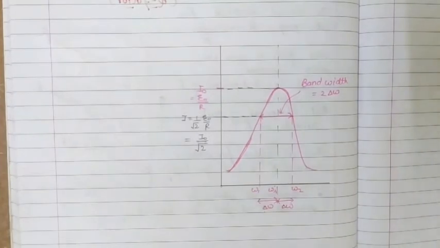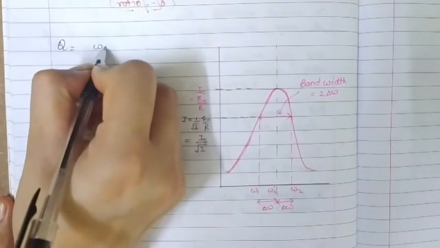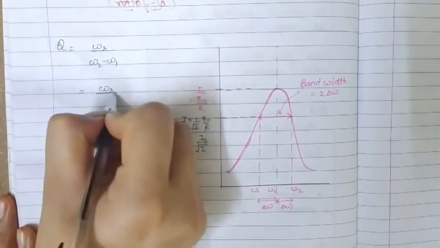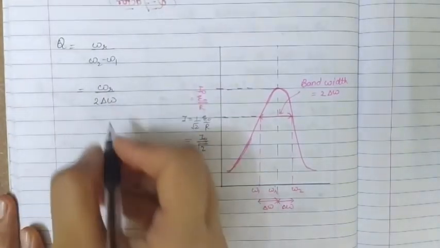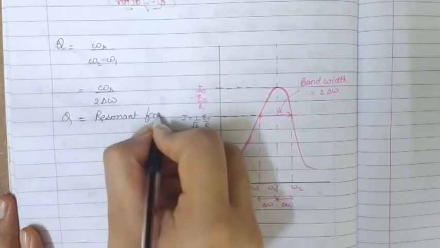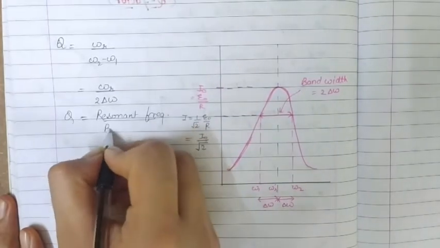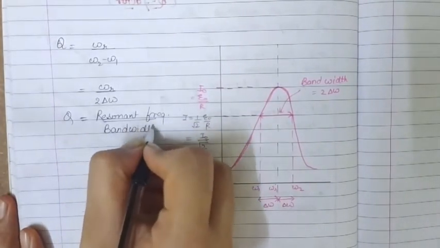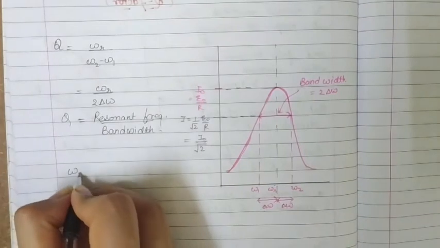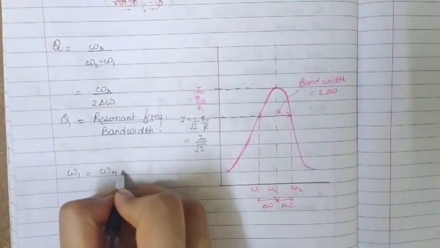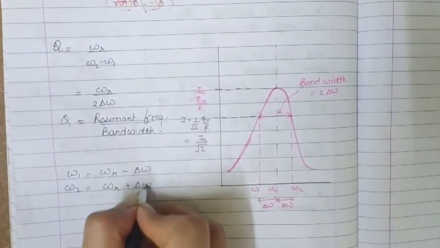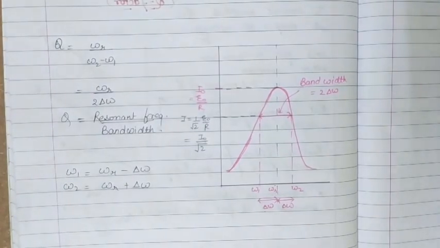So we can give the formula of Q equal to omega r upon omega 2 minus omega 1, and this omega 2 minus omega 1 is actually equal to 2 delta omega. So we can write it as Q is equal to resonant frequency upon bandwidth. Bandwidth is equal to 2 delta omega. This is the value for Q factor. Here omega 1 is omega r minus delta omega, and omega 2 is omega r plus delta omega. So when we find omega 2 minus omega 1, it is 2 delta omega.